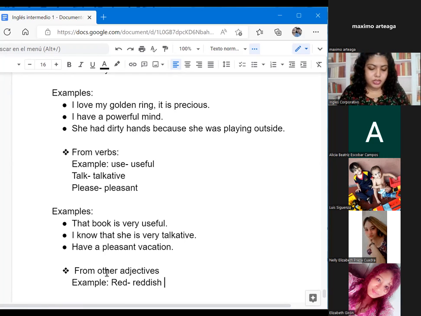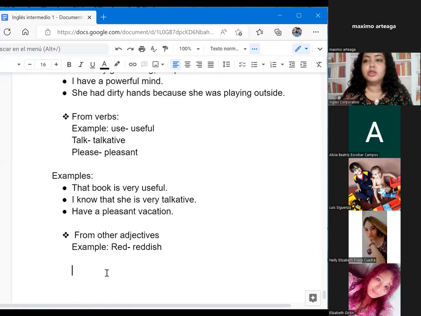Red and reddish. In this case, red, we know that it's a color, and colors are adjectives because they are describing something, and we have the other adjective because we are taking some adjectives to do this one, and reddish is like in Spanish rojizo, so in that case it is another adjective. So in this case we are going to use just one for the example.